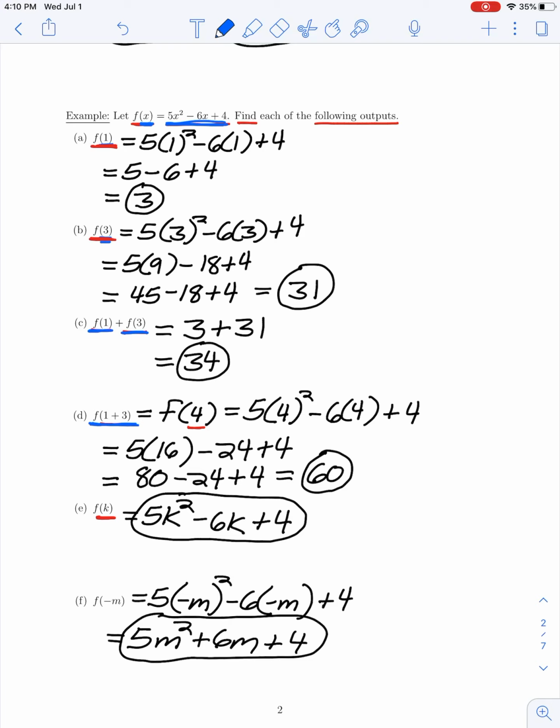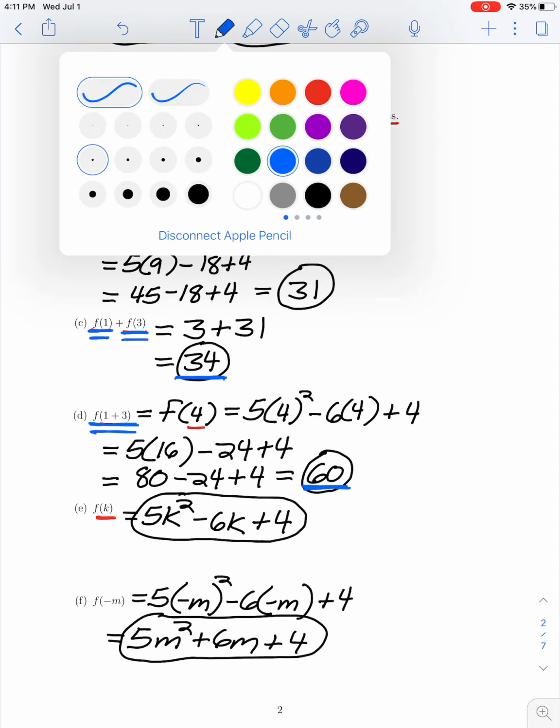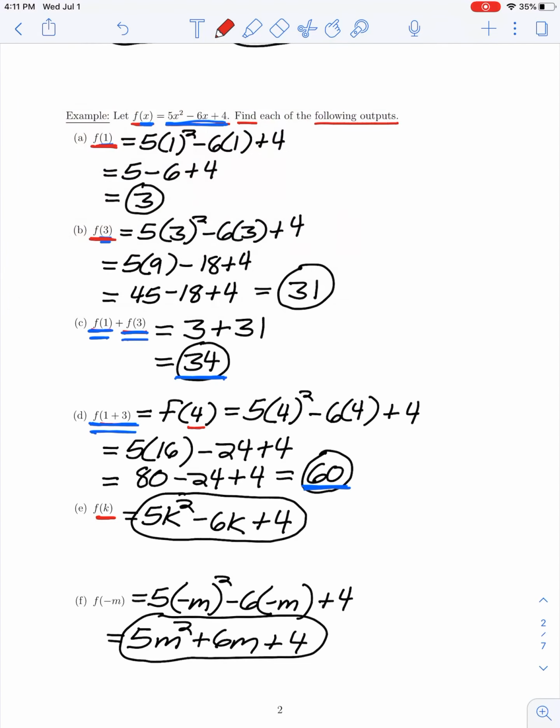So notice that our answers for part C, where we have f of 1 plus f of 3, and part D, which was f of 1 plus 3, are two different numbers. We had 34 and 60 for these values. So an important note here is that f of 1 plus 3 is not the same as f of 1 plus f of 3. So keep that in mind as we're moving through this course.